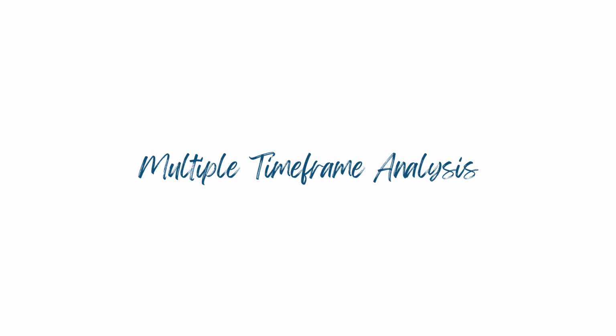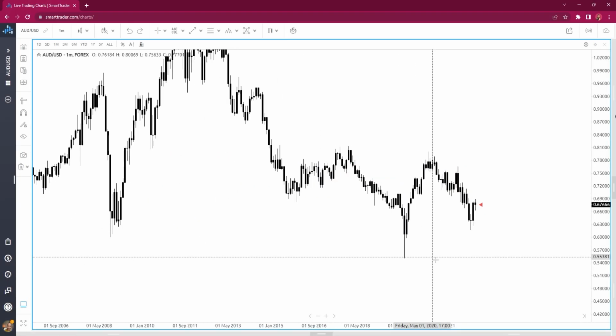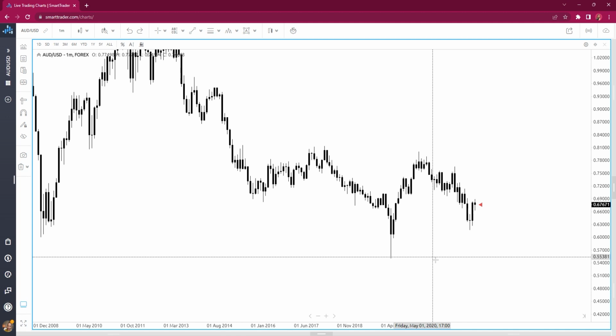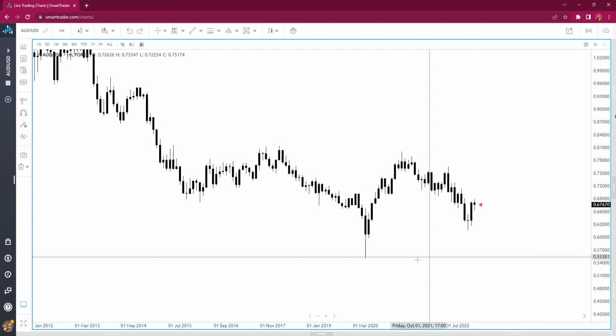Let's take a look at AUD USD. So we're going to do the time frame analysis. We're going to start off on the monthly. You know that by this point, we're looking for the swing high, the swing low, and the key levels of support and resistance on each time frame.